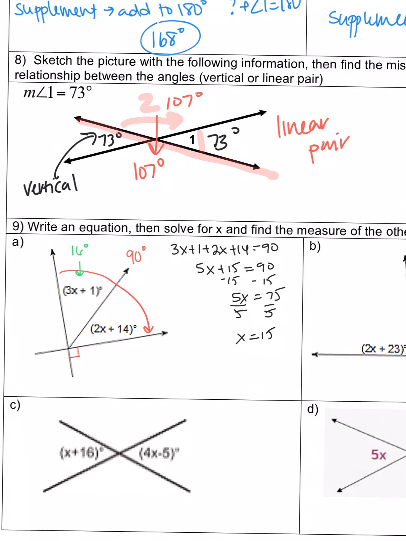My bad. 46, okay, there we go. That's better. And then 2 times 15 is 30, plus 14 is 44. And 44 plus 46 does equal 90, so we did a good job.